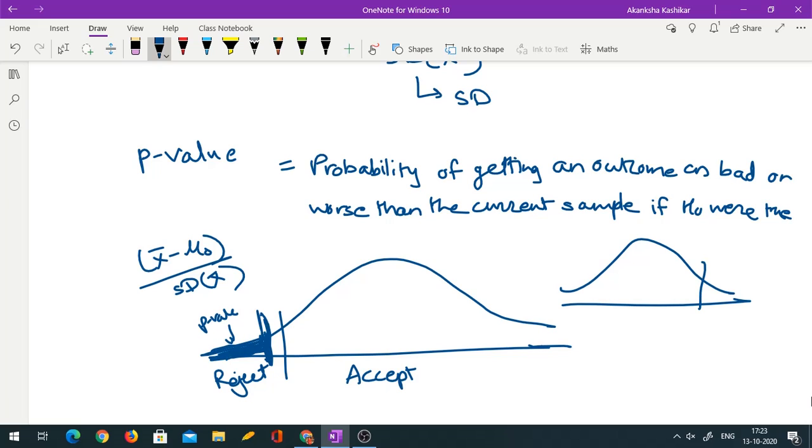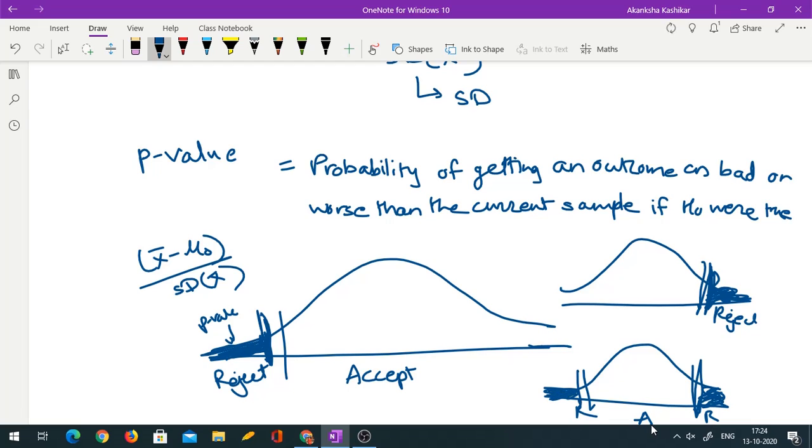On the other hand, if my rejection region was here, and suppose this is the actual value, then here worse would mean on this side. Okay. Now, what if my rejection region is on both sides? So if I have a rejection region here and an acceptance region here, and suppose my observed value is somewhere here, then what we do is we consider this part and an equivalent part here, a mirror image of that, and then we add the probabilities of both, and that becomes my p-value.